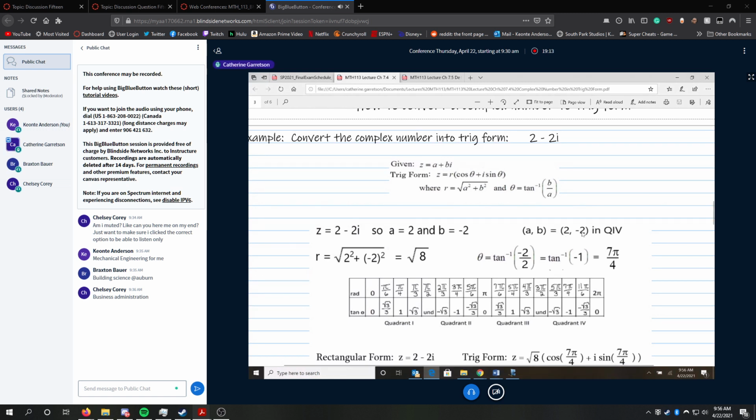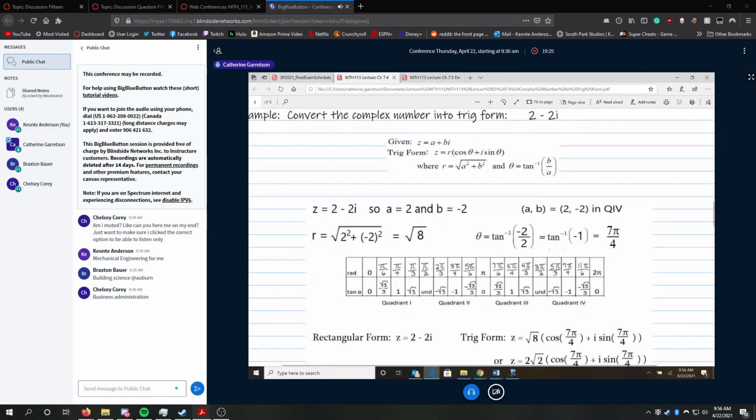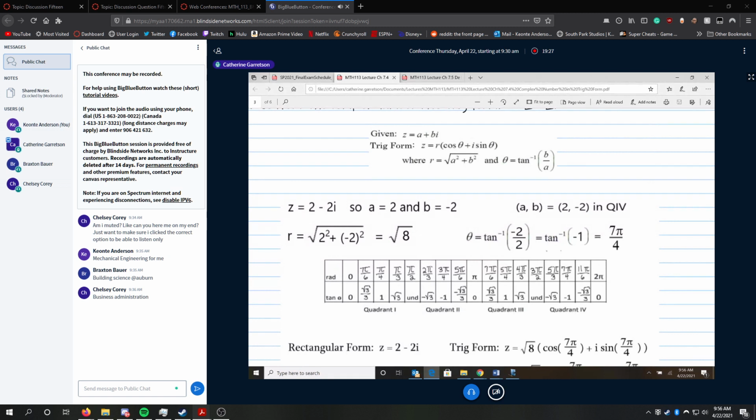Now I put the y over the x, and I'm going to look at the table for the inverse tan of a negative 1. Now, it's important because, again, I have 2 choices. Do I choose the angle 3 pi over 4, or do I choose the angle 7 pi over 4?